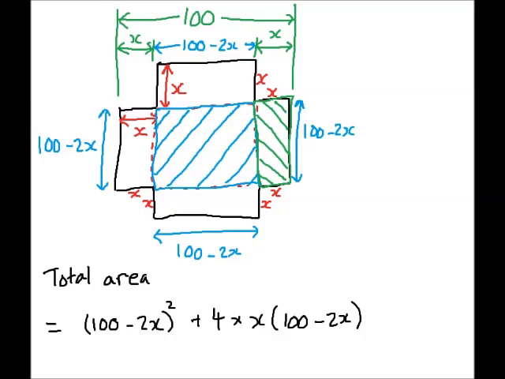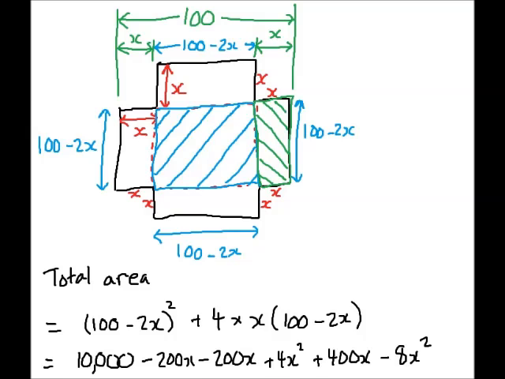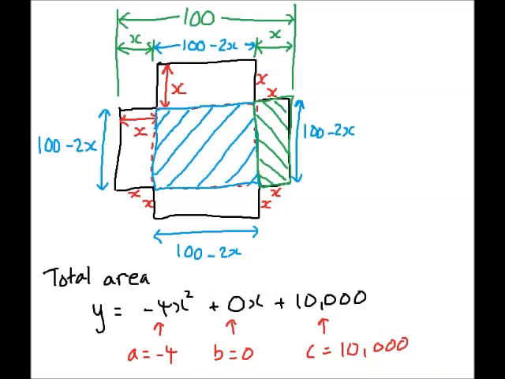There are 4 side flaps, so the total area, when we add it all together, is (100 minus 2x) all squared plus 4x lots of (100 minus 2x). Well, this is (100 minus 2x) times (100 minus 2x) plus 400x minus 8x squared, which is 10,000 minus 200x minus another 200x plus 4x squared plus 400x minus 8x squared. So that's minus 4x squared. The plus and the minus 400x's cancel out, and we've got plus 10,000 on the end.